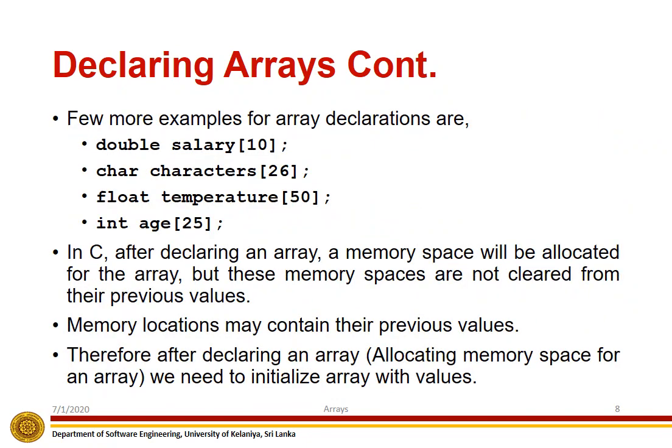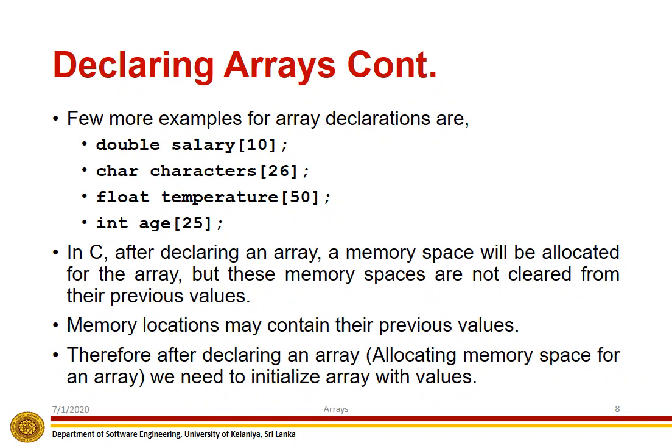Here you can see a few more examples of array declarations. First one is double salary 10. You can store 10 double type values inside the array salary. The second one is char characters 26. You can store 26 character type values inside the array characters. The third one is float temperature 50. You can store 50 float type values inside the array temperature. And the last one is int age 25. You can store 25 integer type values inside the array named age.